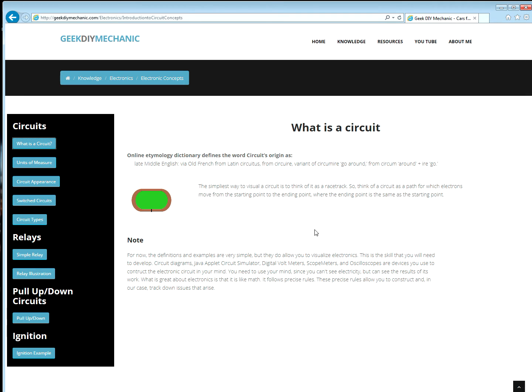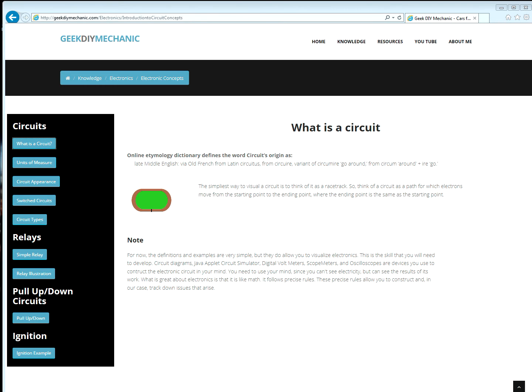Circuit itself has late origins from Middle English, which is, one could say, to go around. So I like to look at a circuit like a racetrack. A racetrack usually uses the starting line as the finish line. I look at a circuit the same way. Electrons flow from a power source, for example a battery, power supply, or alternator, start out on the track, the wire, travel around and return to the power source.